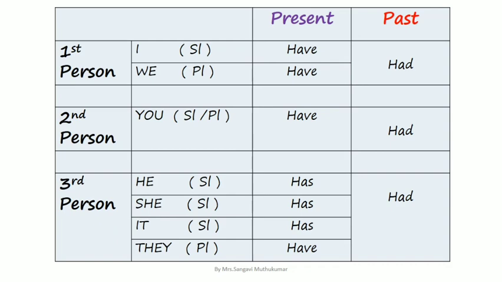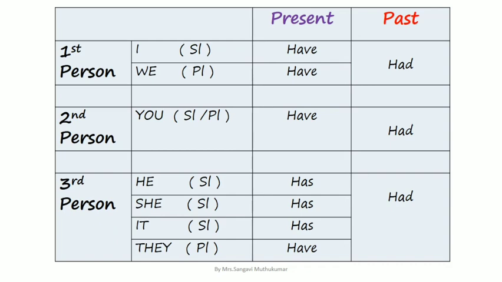Now look at the next column, present tense. In present form, we should use have for I, we, you and they. For third person singular alone, we should use has. That is for he, she and it. In past form, we must use had for all the persons because it is a completed activity. So had should be used for I, we, you, he, she, it and they.